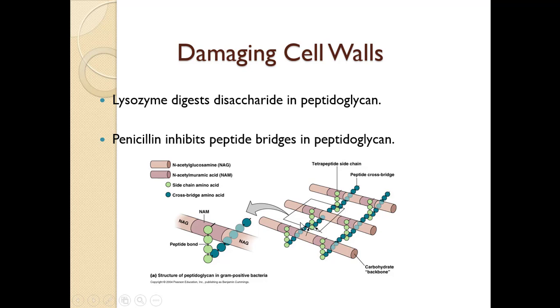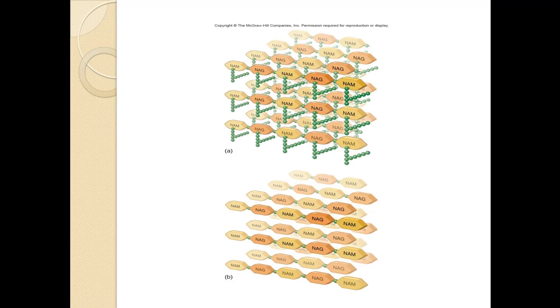You have the NAG and the NAM, which are the sugars here, and then the amino acids that connect them in the stacks like that. That's another view of it.